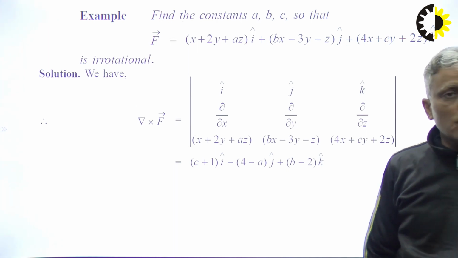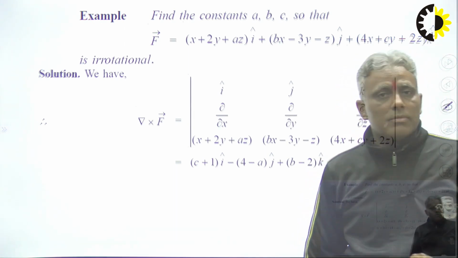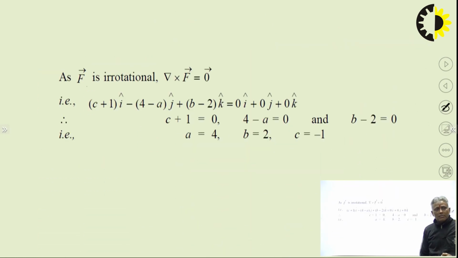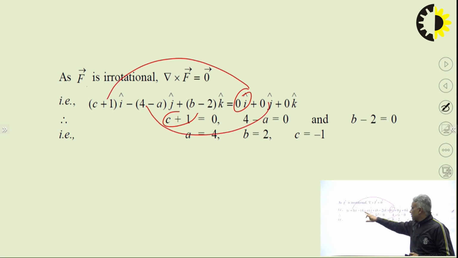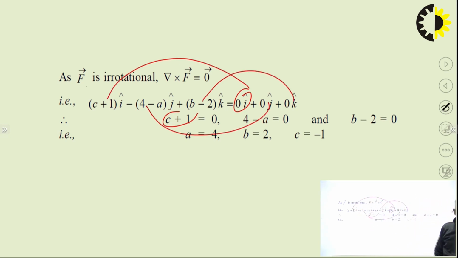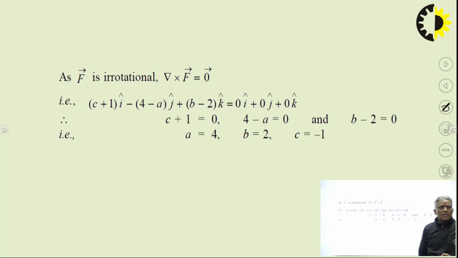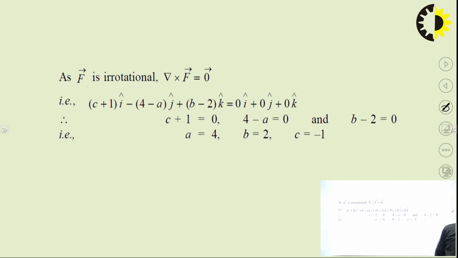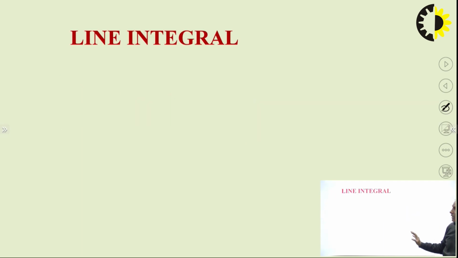This problem appeared in the GATE examination for BTech students. So what is the role of the irrotational vector? We can calculate by comparing both sides: this is compared with this, and this with this. So the values of a, b, c are 4, 2, -1. In this way we can calculate a, b, c by using the curl. In the next lecture I will explain what the line integral is and what its role is.